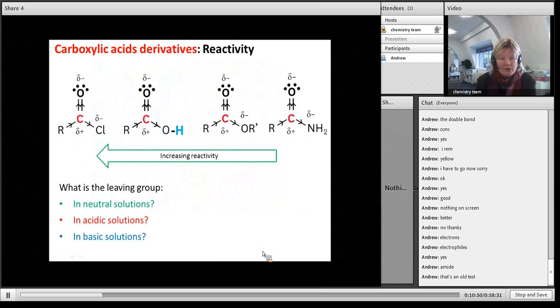Here's this thing about increasing reactivity when I go through all the derivatives, and why there's this change in reactivity. It's because of my leaving group that comes off. So all of these can undergo substitution reactions because the carbon is slightly positive in each case. But if I look at what is coming off, in the first case with the acyl chloride, I've got chloride coming off. Now, is that strongly acidic, strongly basic, or neutral?